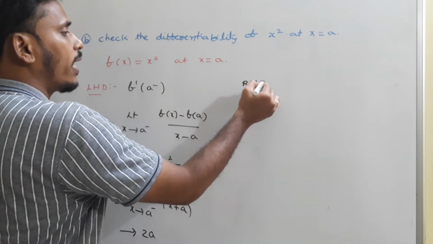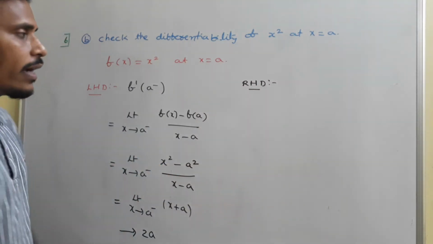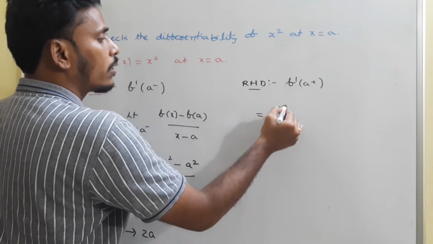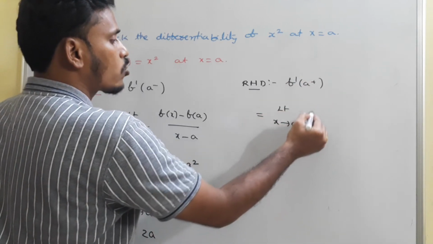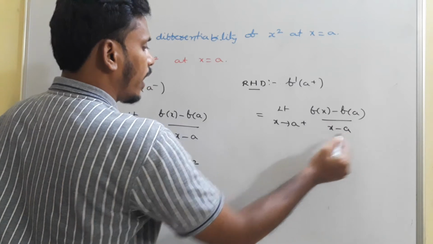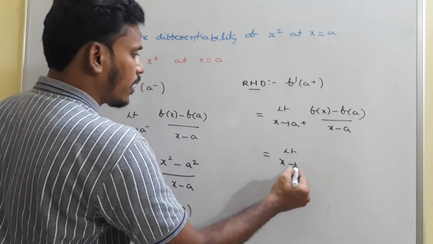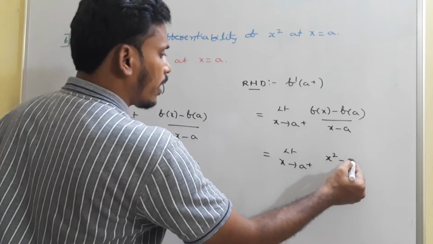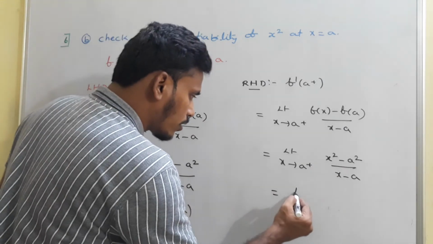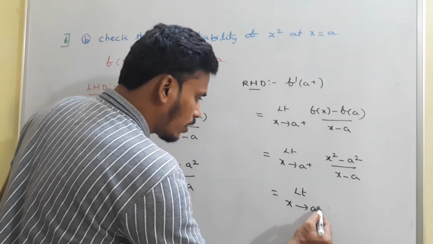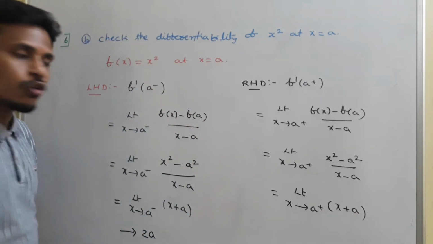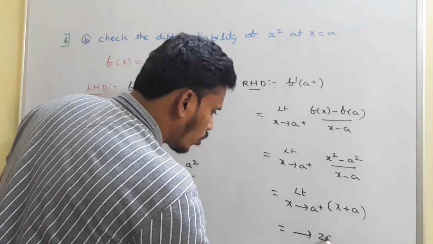Then think about the right hand derivative. The right hand derivative is f dash of a plus. The same way we proceed: limit x tends to a plus of f of x minus f of a divided by x minus a, which equals limit x tends to a plus of x square minus a square divided by x minus a, and that equals limit x tends to a plus of x plus a. Now as x tends to a plus, this tends to 2a plus.